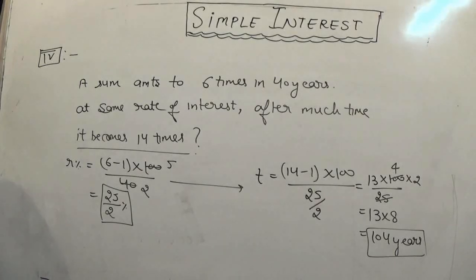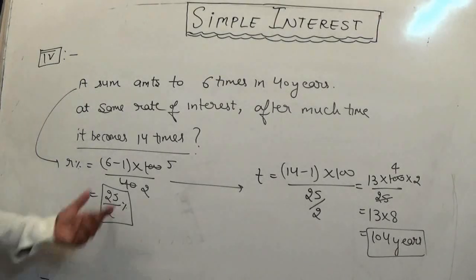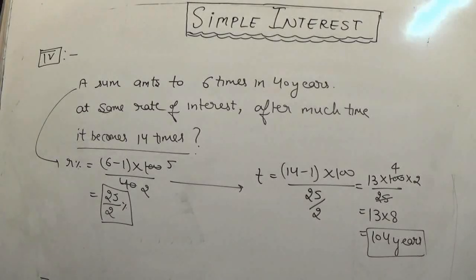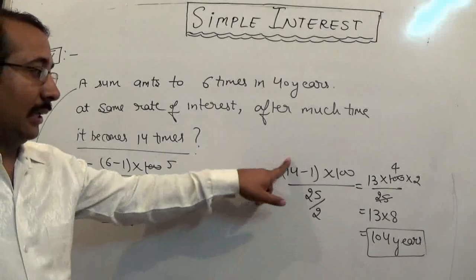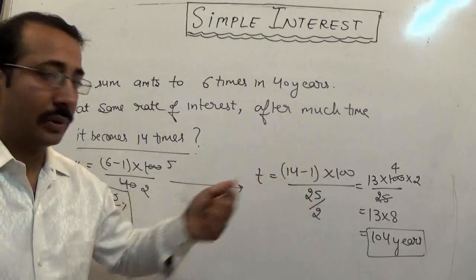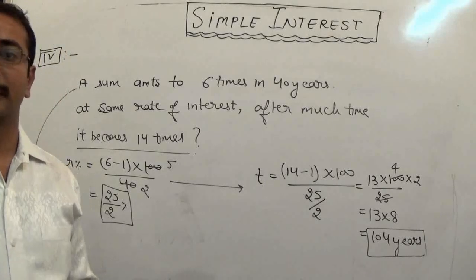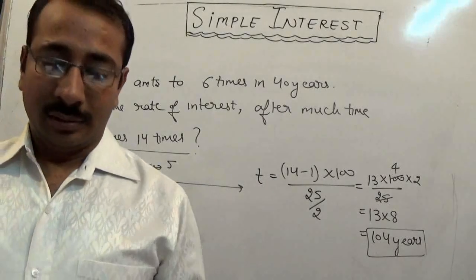That becomes my answer. Just look at this question, what I have done in this statement. First I have found the rate of interest. For finding the rate of interest I have used this, and once you have the rate of interest you can easily find the time applying the same process, that is (n minus 1) into 100 upon R, and you can easily find the value of T. Hope this is clear. So that is our type number 4.